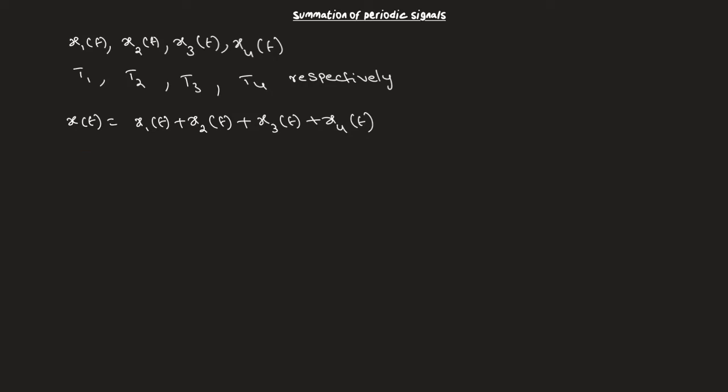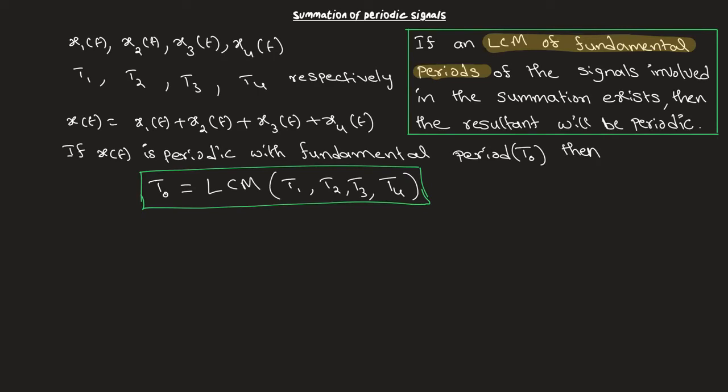Then, when will the signal x of t be periodic? If an LCM of the fundamental periods involved in the summation exists, then the resultant will be periodic. That is, in this example, x of t will be periodic if an LCM exists between t1, t2, t3 and t4. So, this can be summarized as, if an LCM of fundamental periods of the signals that are involved in the summation exists, then the resultant signal will be periodic. If x of t is periodic with fundamental period t naught, then t naught will be the LCM of t1, t2, t3 and t4.